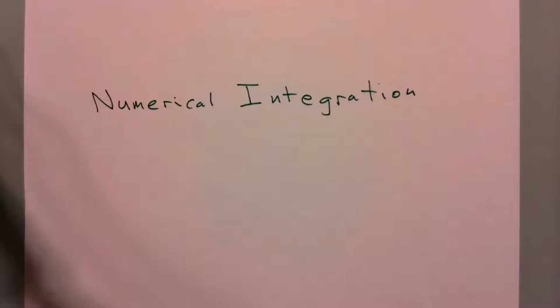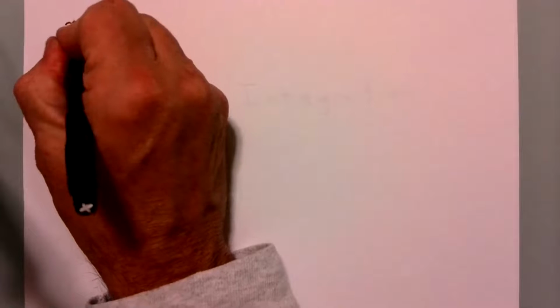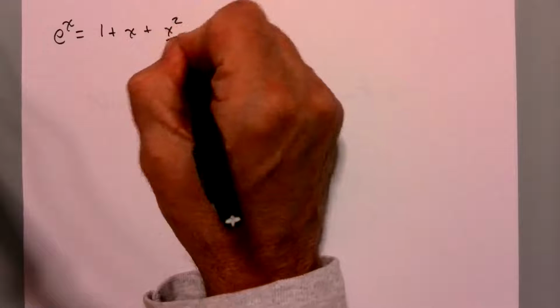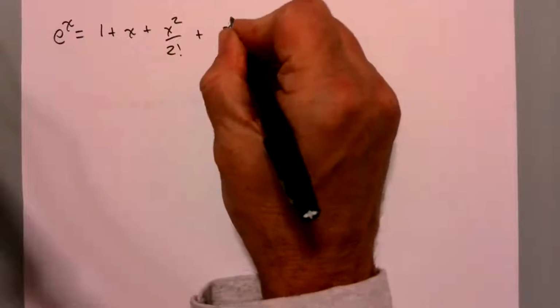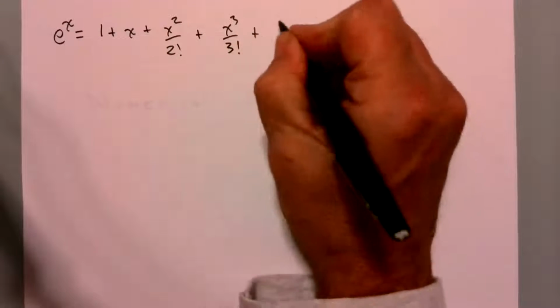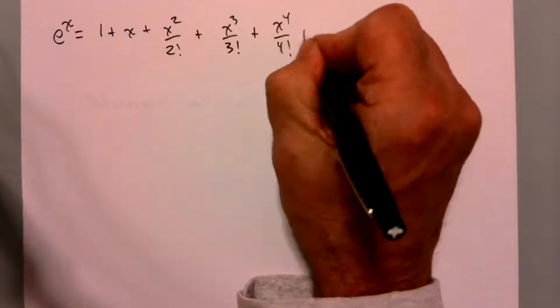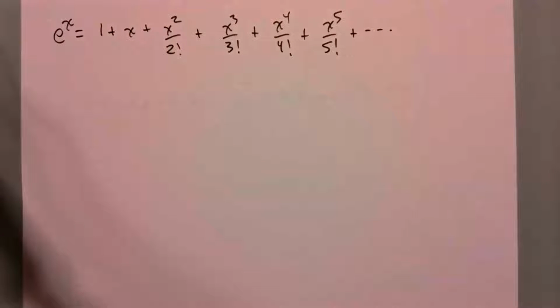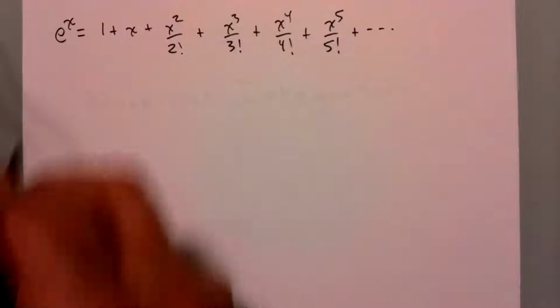In our last lecture, we took a look at Taylor and Maclaurin series. I want to remind us of what some of those were, and then we'll actually do an approximate integral on one of them. So our favorite is e to the x, which is 1 plus x plus x squared over 2 factorial plus x cubed over 3 factorial, x to the 4 over 4 factorial, x to the 5th over 5 factorial, etc. That's kind of our basic one.